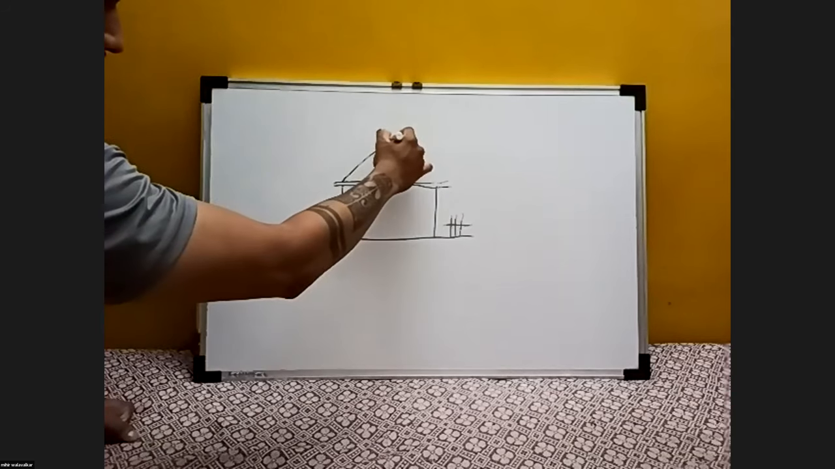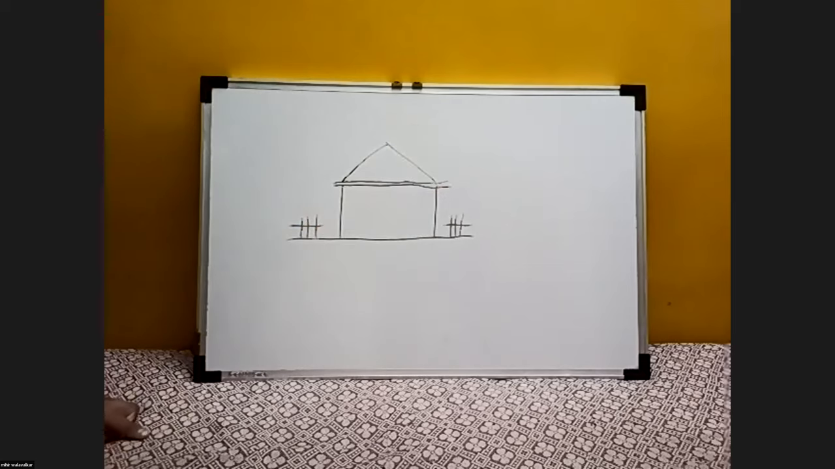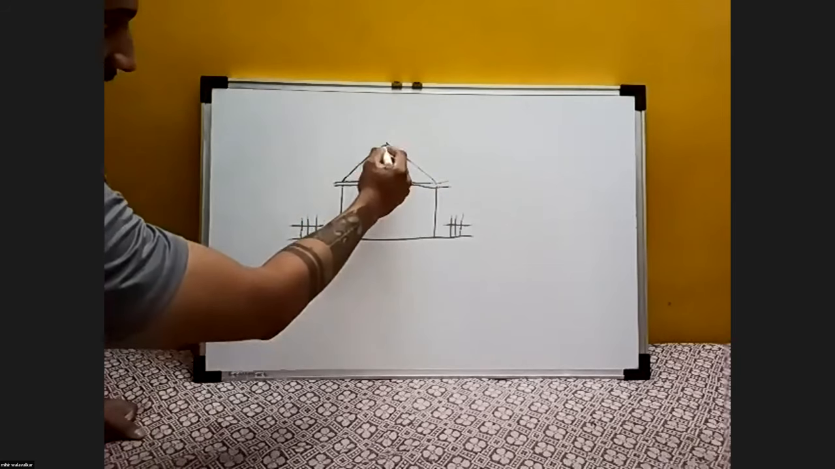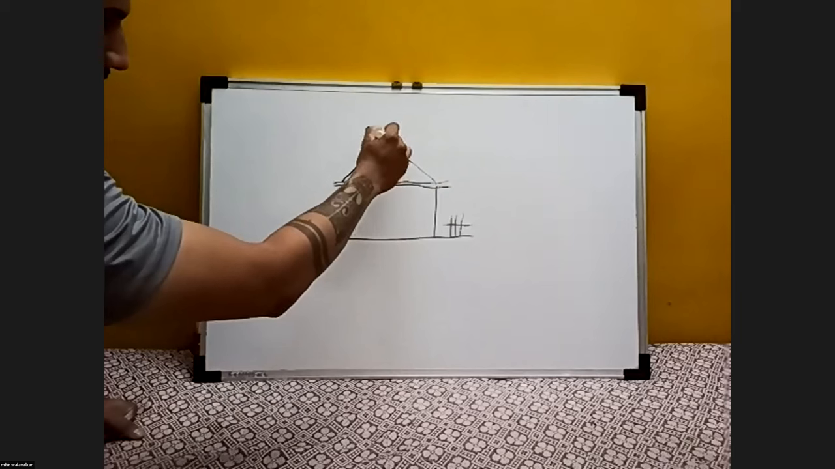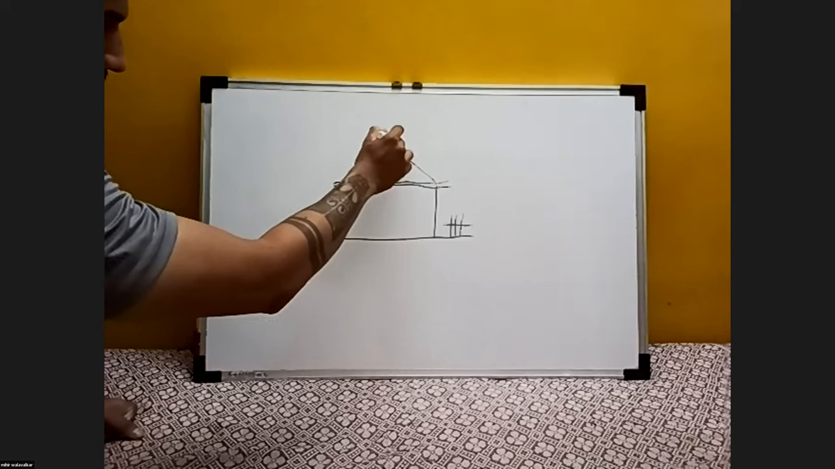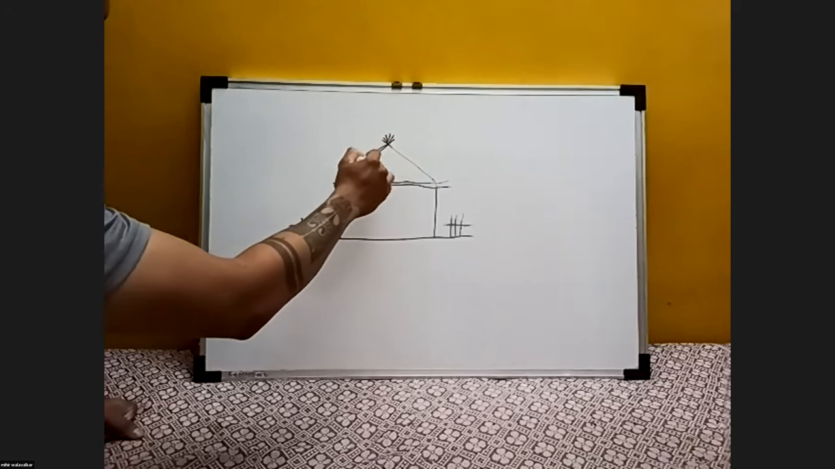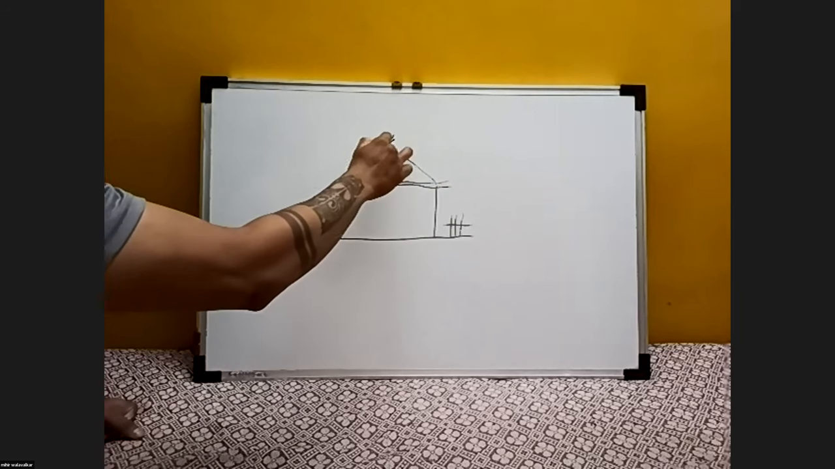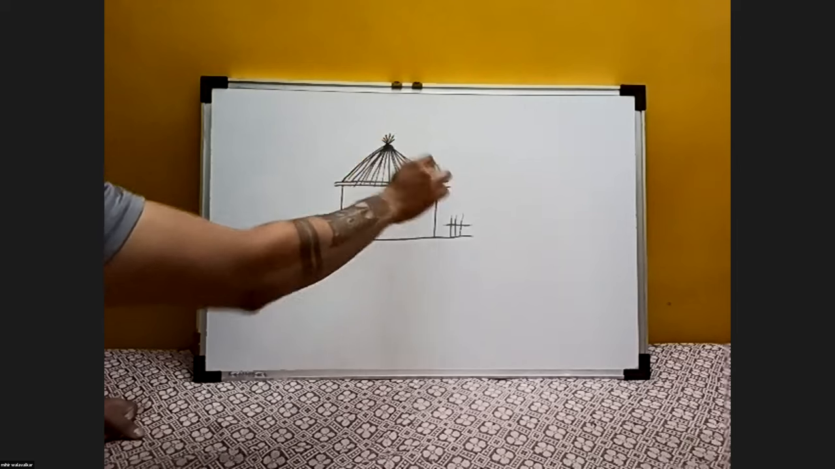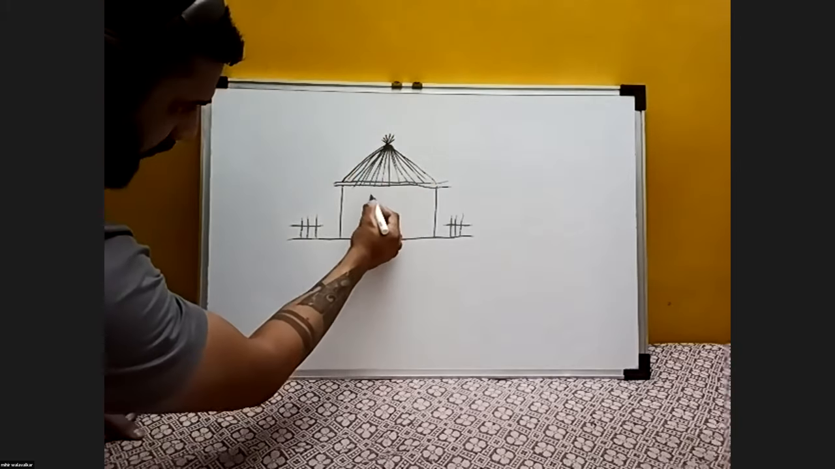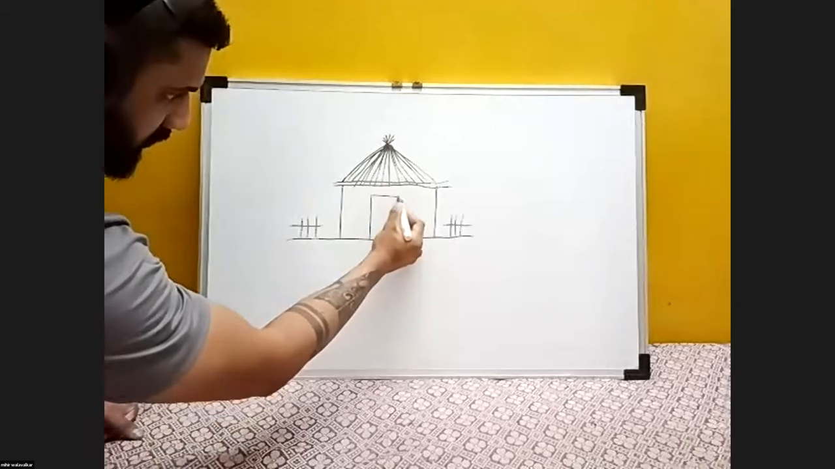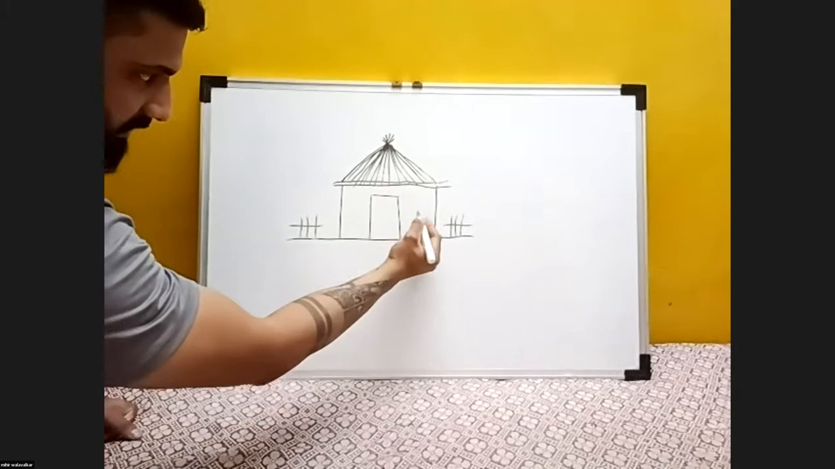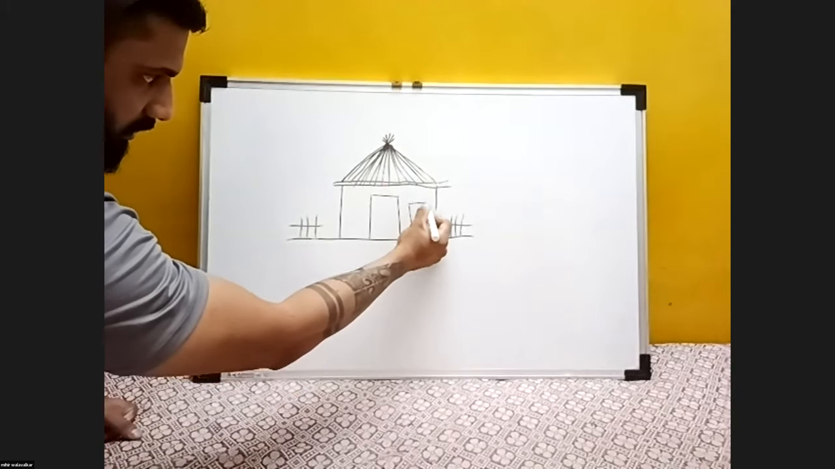Afterwards, the dome portion. This basically is the dried grass which they use. So we can just show it like this. Now, the house has a door, again made up of bamboo.